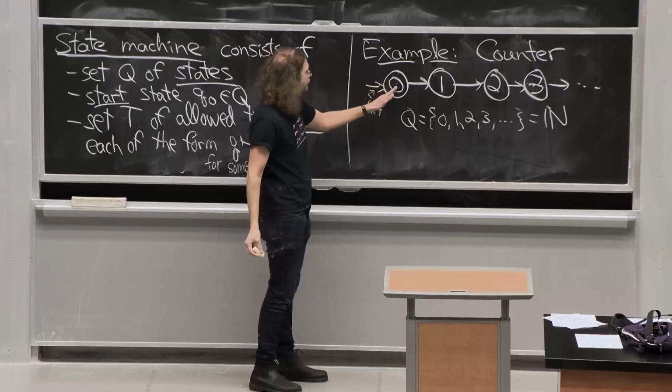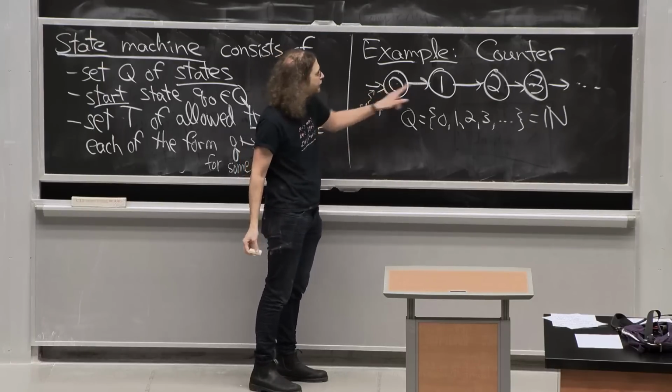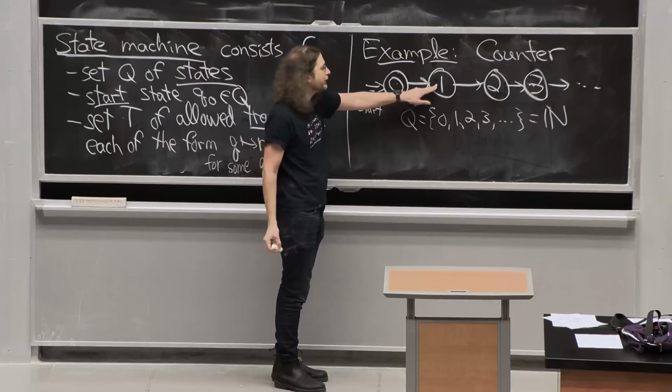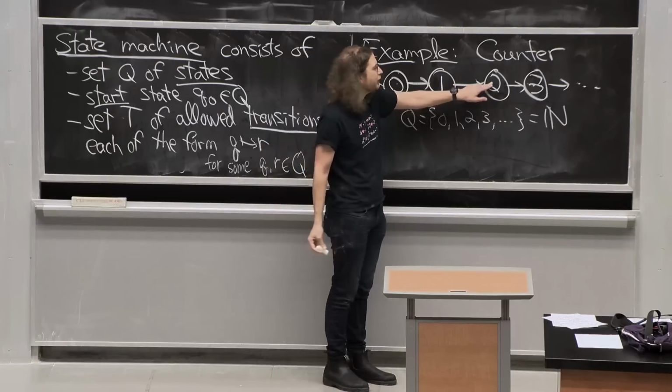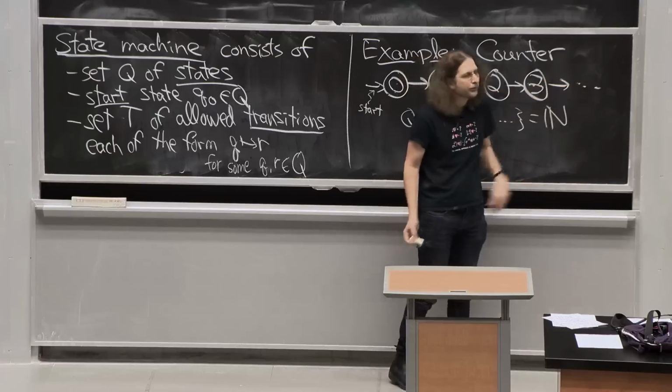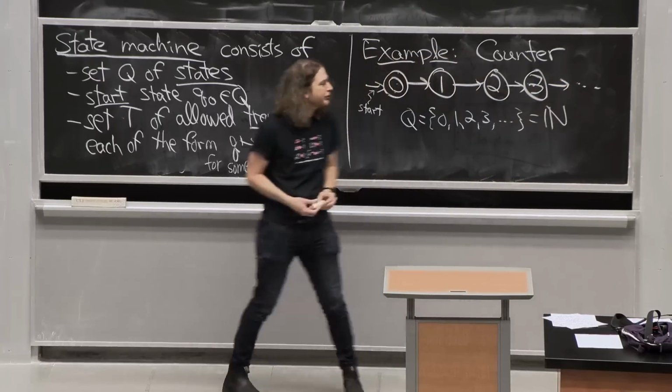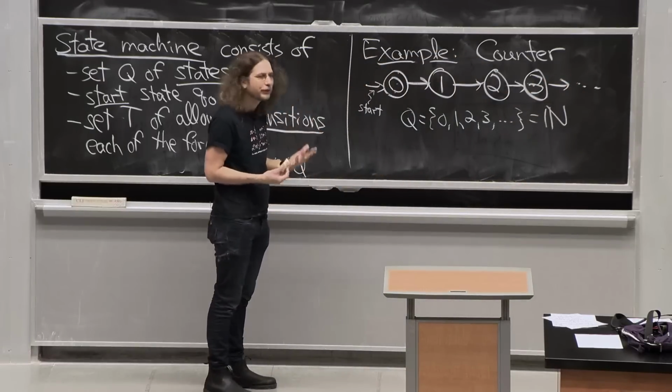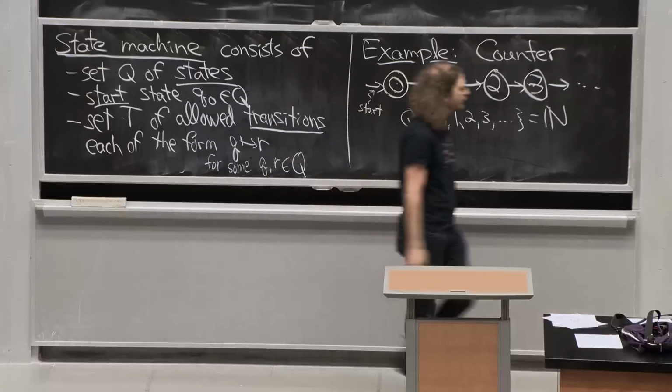OK, and then when you're in state 0, the only transition you can do, the only arrow that goes out from there, is from 0 to 1. And once you're in state 1, the only thing you can do is go from 1 to 2. At some point, you decide to increment. Then you go from 2 to 3. At some point, you decide to increment, and you go from 3 to 4, and so on. So this is a very simple state machine. It turns out it will be interesting for certain reasons.